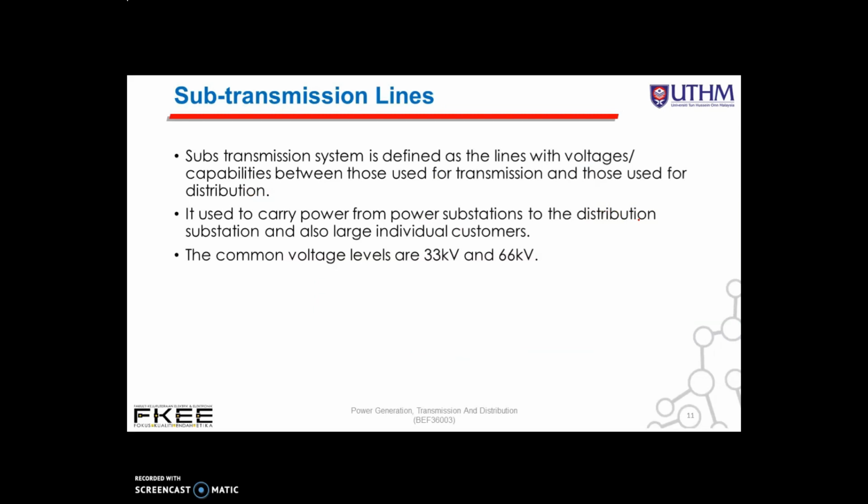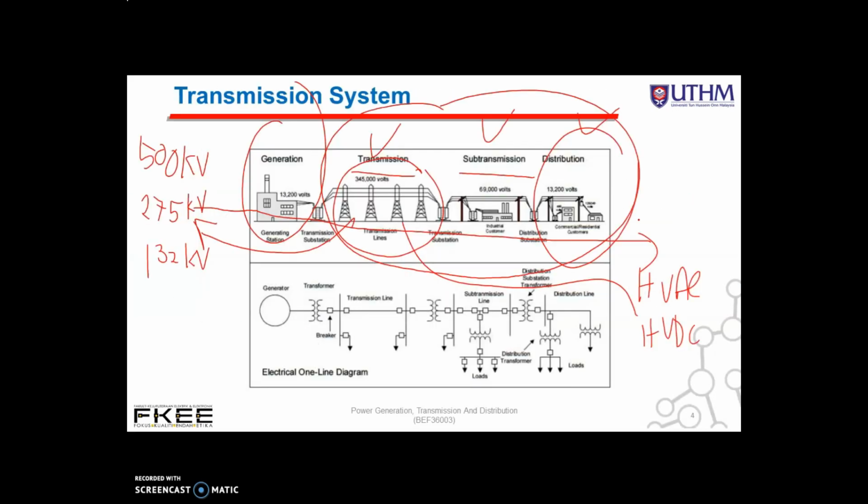Okay, next we look on to the sub-transmission. So this sub-transmission system is defined as the lines with voltage or capabilities between those used for transmissions, and also those for the distribution system. So in between of the transmission and distribution is the sub-transmission. So the purpose of these sub-transmission lines is to carry power from power substations, which is the generation, to the distribution substation and also to the large individual customers. The common voltage levels for these sub-transmission lines are 33 kV and also 66 kV.